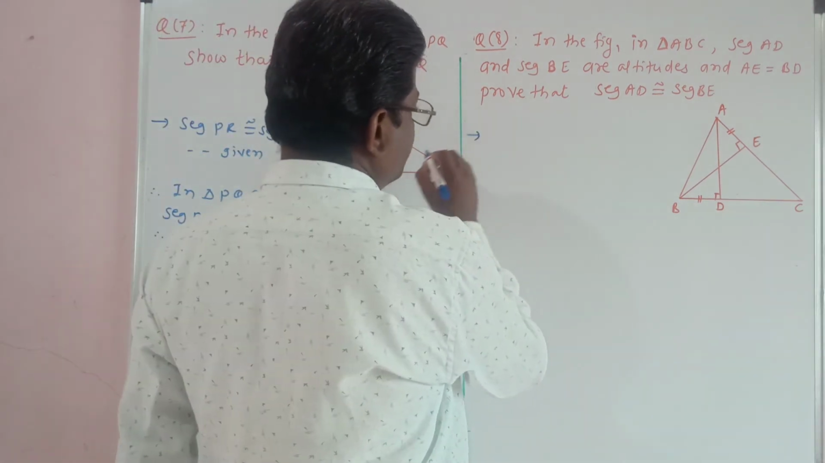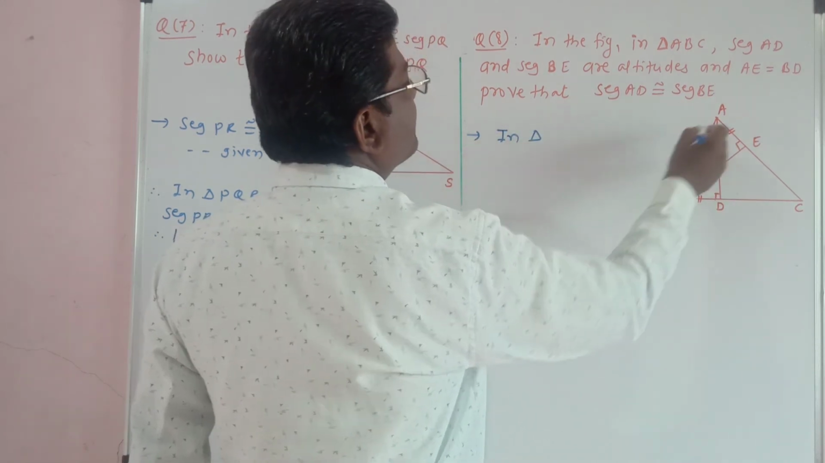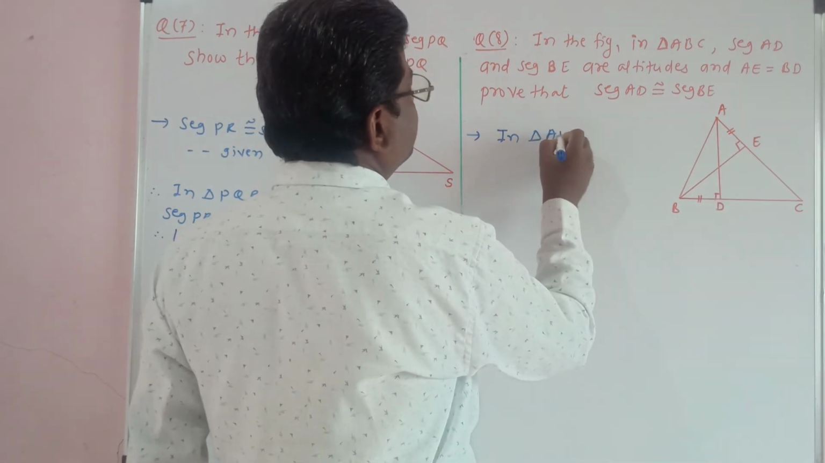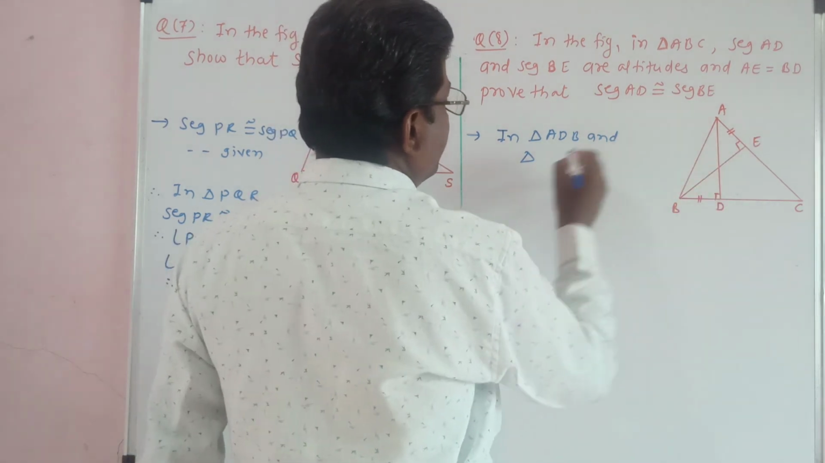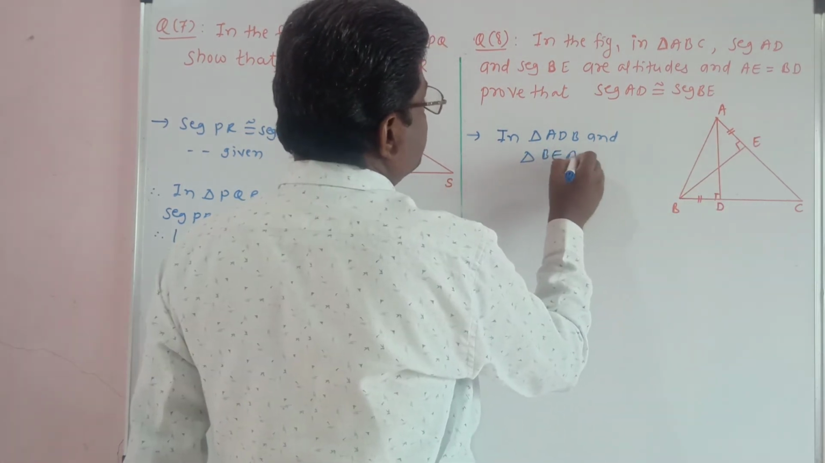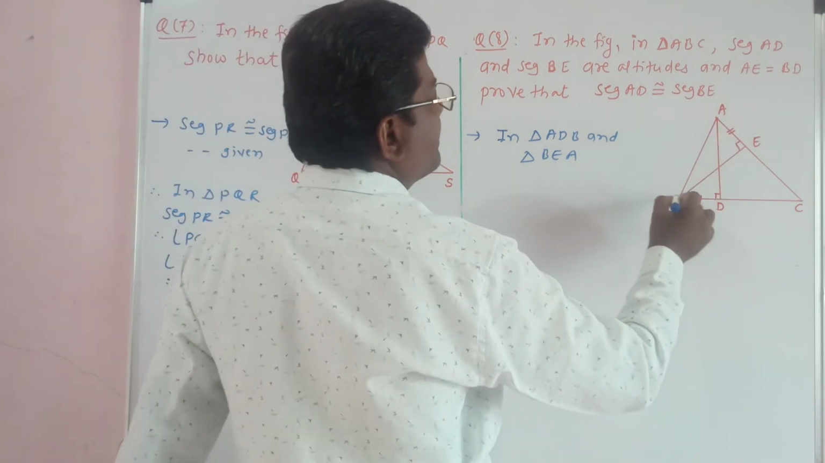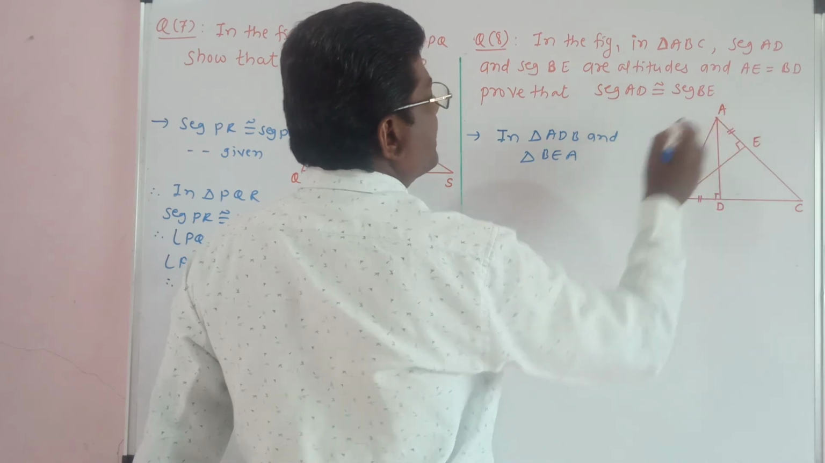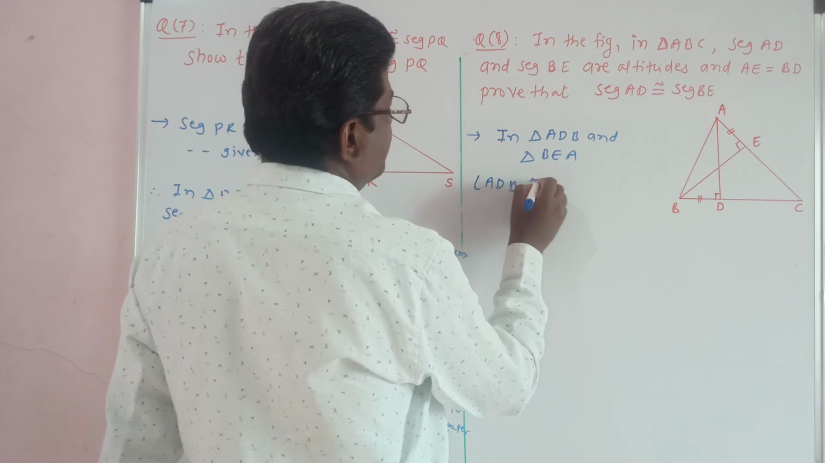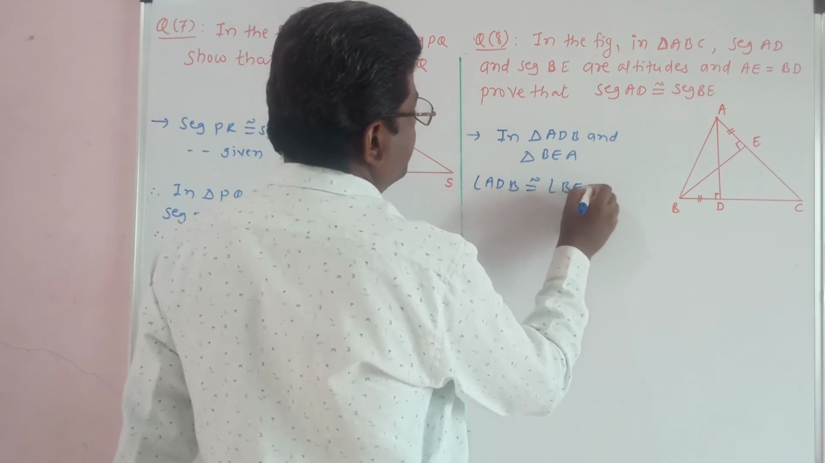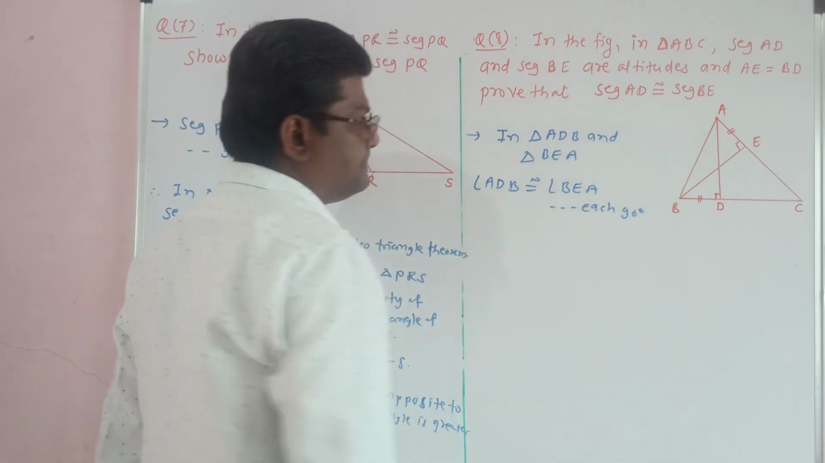Now consider two triangles. In triangle ADB and triangle BEA, consider these two triangles. Angle ADB congruent angle BEA, each 90 degrees. It is given.